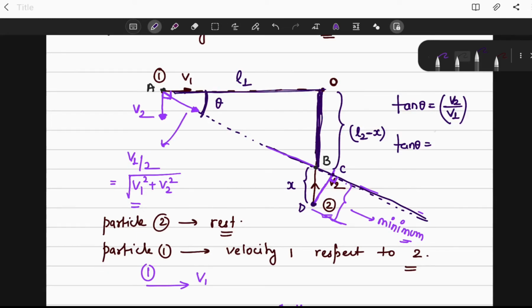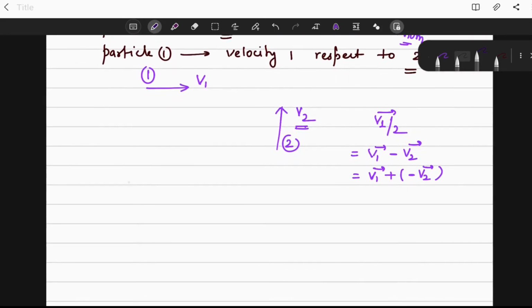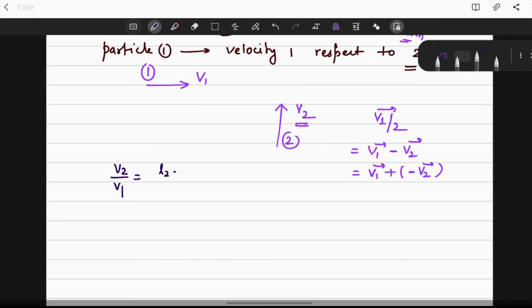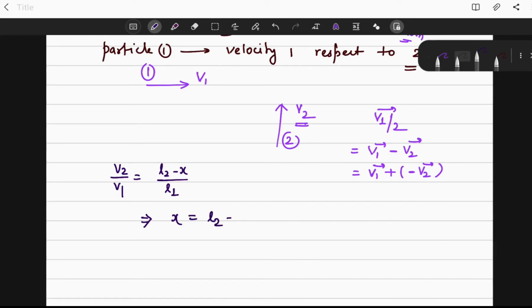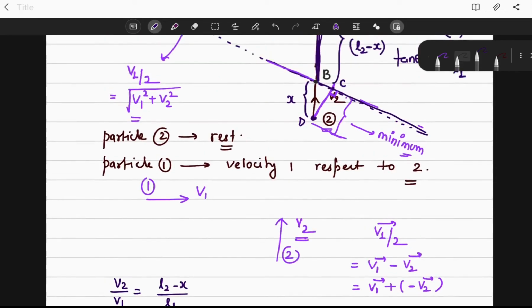Tan theta we can also write as this distance divided by this distance. This distance is L2 minus x, divided by this distance, which is L1. So let us equate these two values of tan theta. From here we get V2 upon V1 is equal to L2 minus x divided by L1. So x is equal to L2 minus L1 V2 by V1, which is V1 L2 minus V2 L1 whole divided by V1. This is the value of x we get.